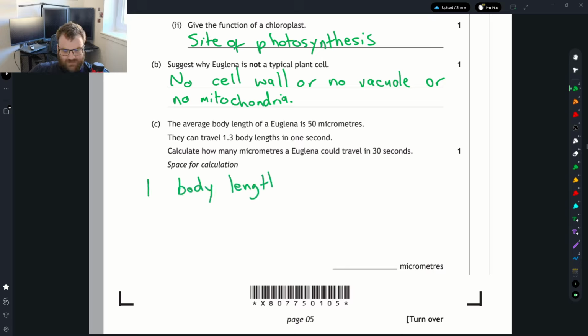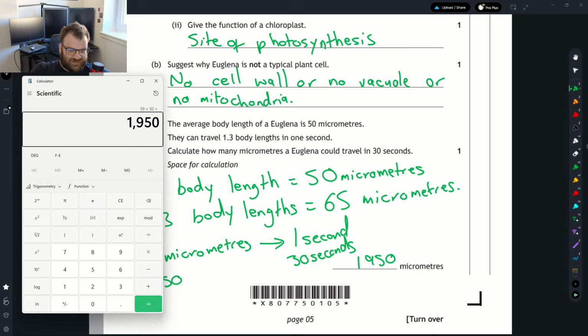And that gives 1950 micrometers as your answer. Could have done it the other way. If we wanted to, we could deal with the body lengths first. So if it's 1.3 body lengths in 1 second, it'll be 1.3 times 30. So that's how many body lengths it would make. One body length is 50. Times that by 50, you get the same answer. So in a bunch of these questions, it doesn't matter which order you do them in. As long as you're taking both of the things into account, you should still get to the same answer.